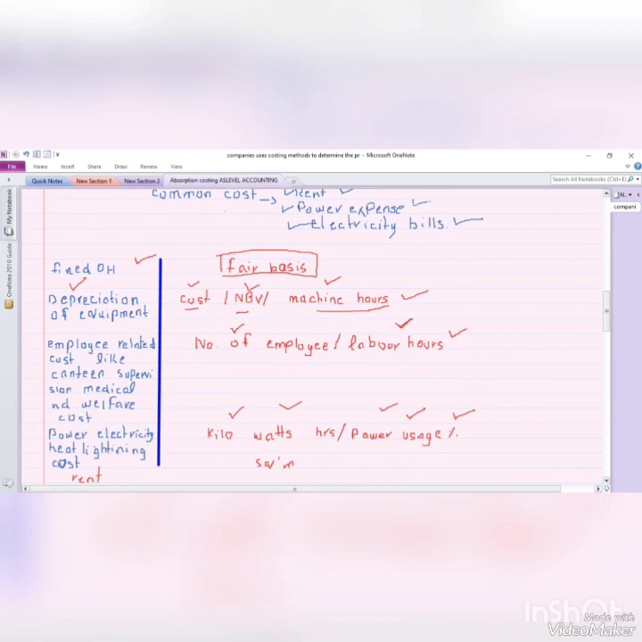Employee related costs like canteen supervision, medical and welfare costs are all common costs, fixed overheads. And power, electricity, heat, lighting costs, so there are a lot of costs occurring in the factory. We were discussing the fair basis. Fair basis means that if we are dividing a fixed overhead like depreciation among the different departments, we would use some fair basis to spread these costs. You should know the fair basis whenever you solve any question related to apportionment.